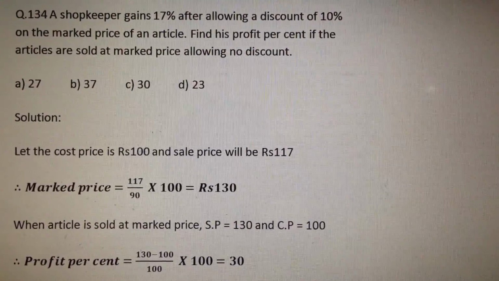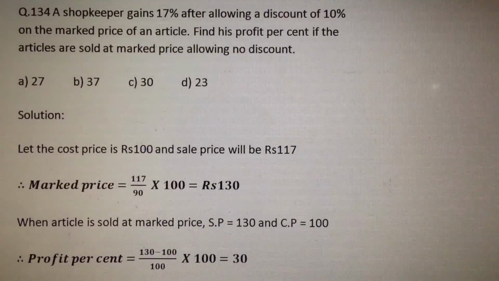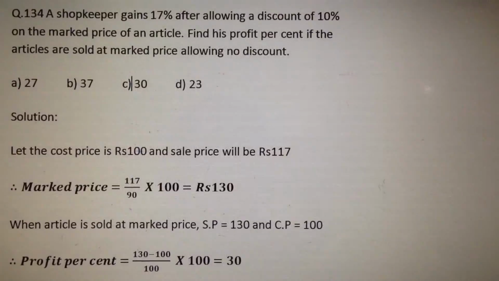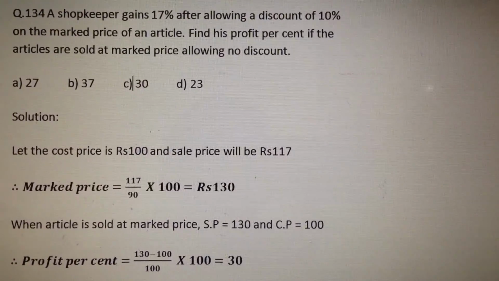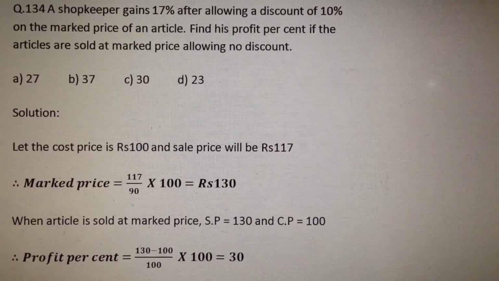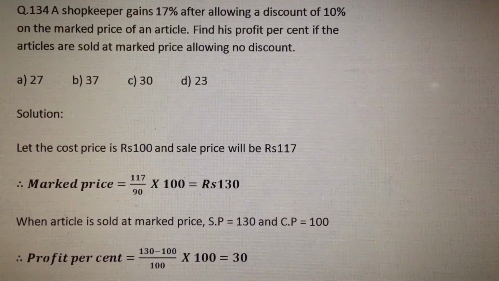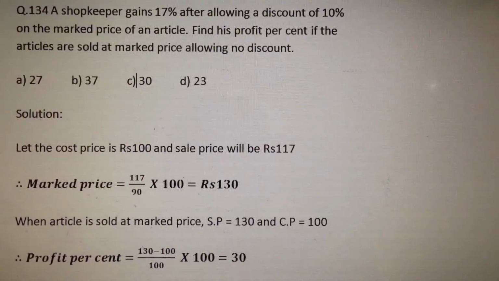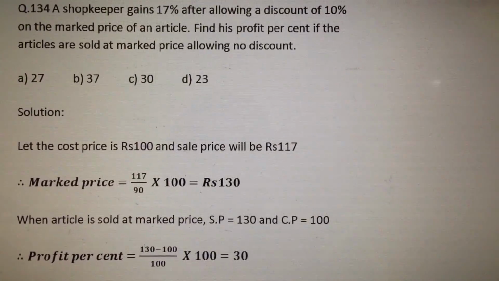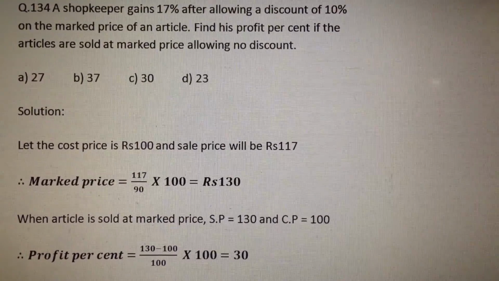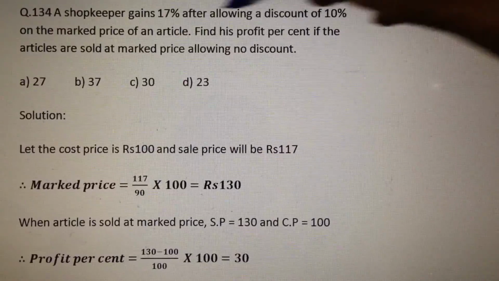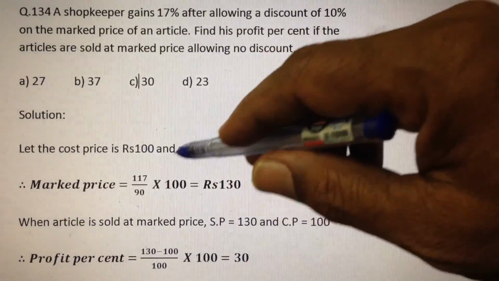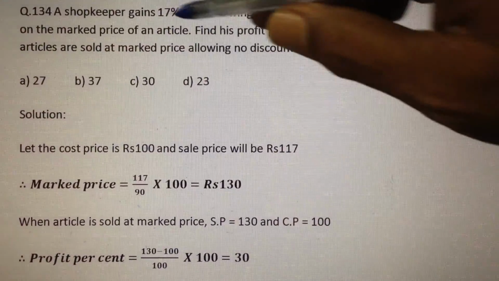Next question. A shopkeeper gains 17% after allowing a discount of 10% on the market price of an article. Find his profit percentage if the articles are sold at market price allowing no discount. Let us assume the cost price is 100 rupees. So the shopkeeper is gaining 17%. That means if the cost price is 100 rupees, then the sale price will be 117 rupees.